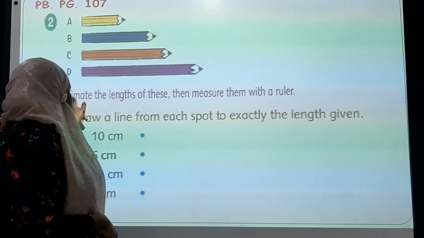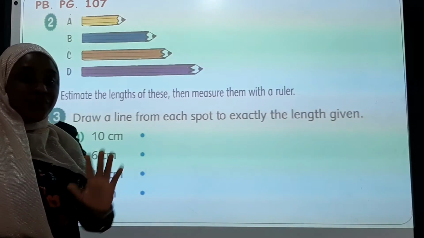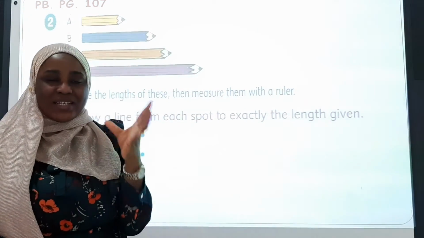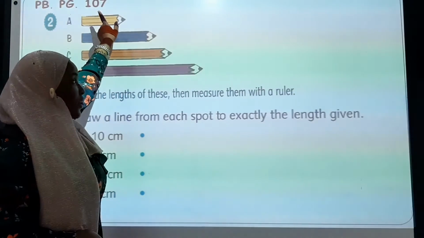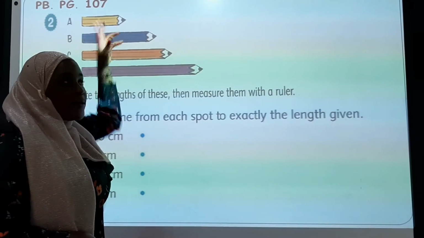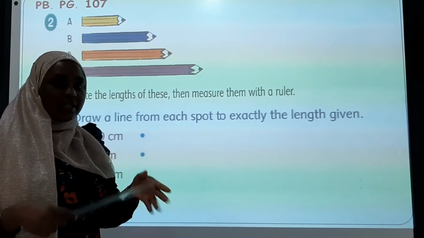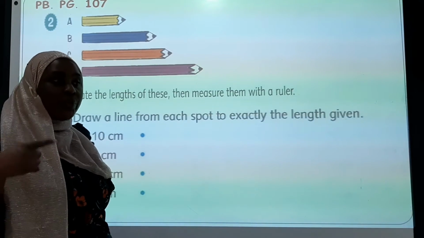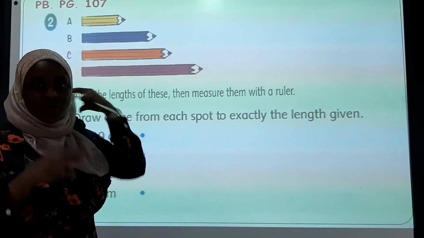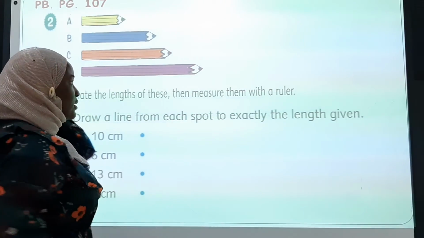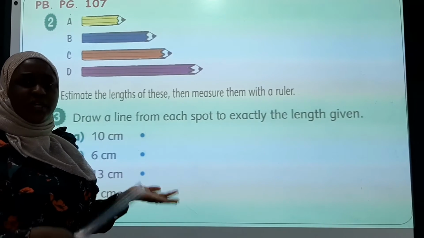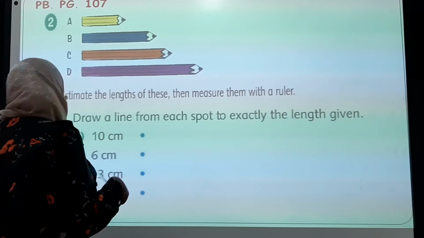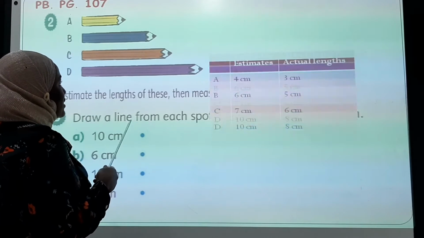But first, we are asked to estimate the length. Do you remember when we did estimating? You're going to estimate, you're going to guess. Take a look at this. What length do you think this pencil is? You're going to estimate. Then after that, you're going to use the ruler to find the actual length, for you to be sure if your estimation is the same as the actual length. Sometimes our estimate is close to the answer, or sometimes your estimate might even be the actual length. So yes, this is what I did here.